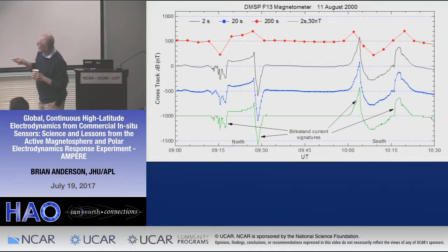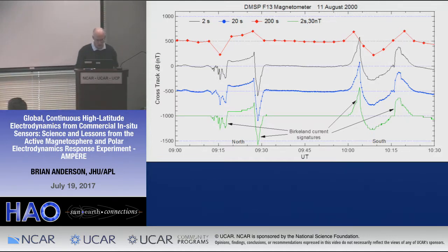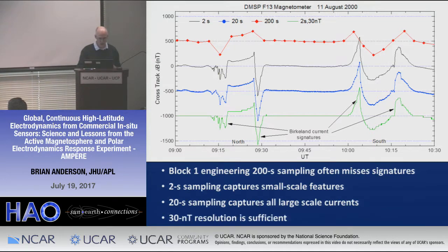If you do a 20-second sampling, this is what you get. It actually captures the large-scale currents reasonably well. And then if you decimate that to 30 nanotesla resolution, you can see that if you were going to design a system that could just barely do it, that would be it. And that's what they have on the satellites. So that's what we did.